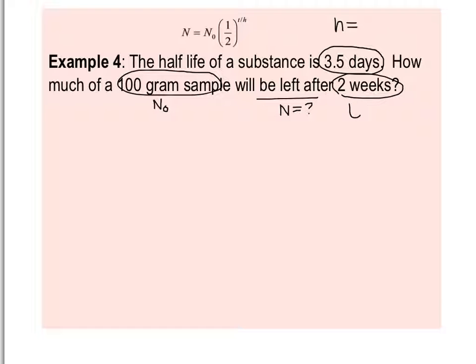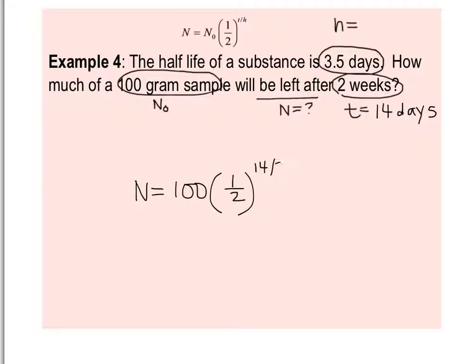This is our time. Now, important thing to notice here is that you have your half-life in days and your T in weeks. You have to make these units match. So I'm going to go ahead and put it in days and just rewrite 2 weeks as 14 days. Okay, let's plug everything in. So we have N equals our initial amount of 100, times 1/2, to the power T over H, where T is 14 and H is 3.5. And that's it. It's just entering it into your calculator now. This is 6.25. Our original sample was in grams, so we're still going to end up with grams.